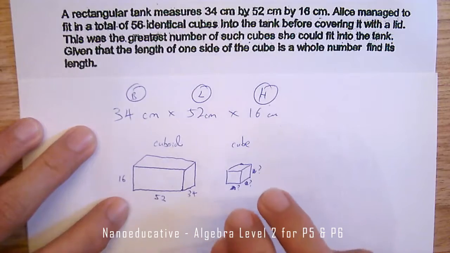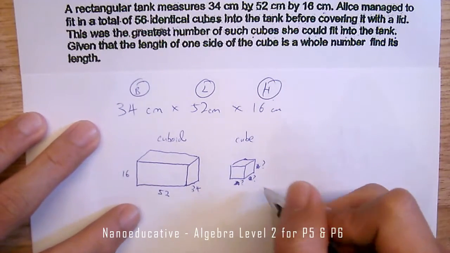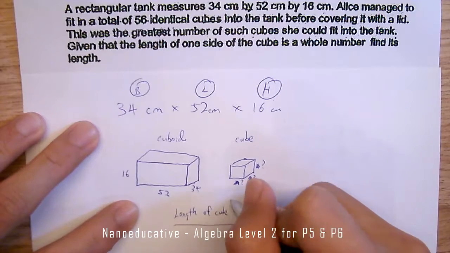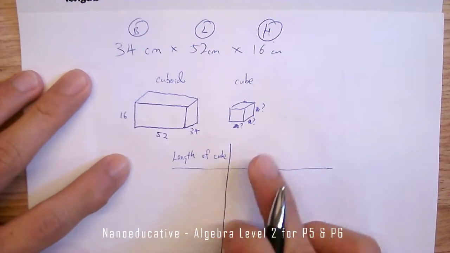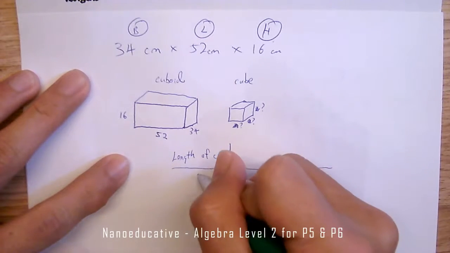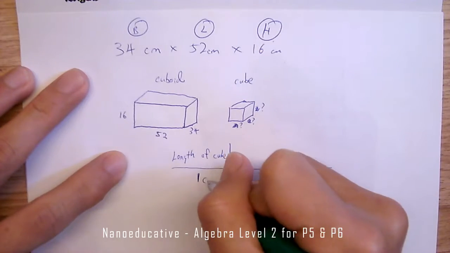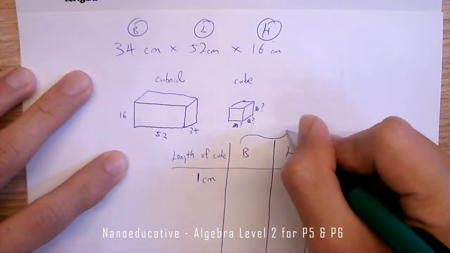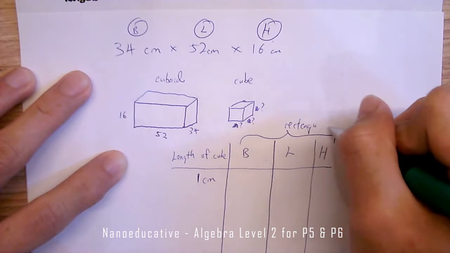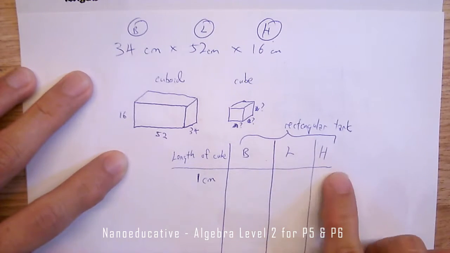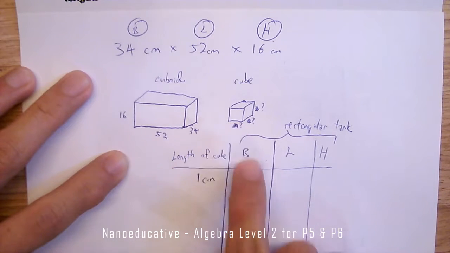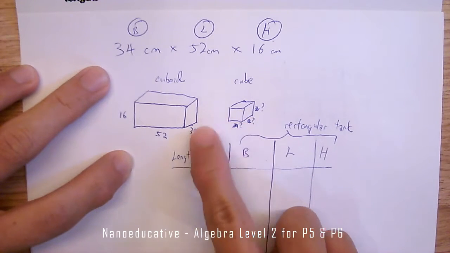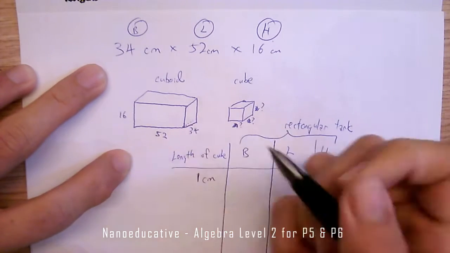Now, in order to do this question, the fastest method that I found is this. Let's say I choose the length of my cube, which is one side, to be 1 cm. Then I must have my breadth, my length, my height, all for the rectangular tank. Since the breadth is 34 cm and my cube is 1 cm, I can put 34 of the cubes inside.